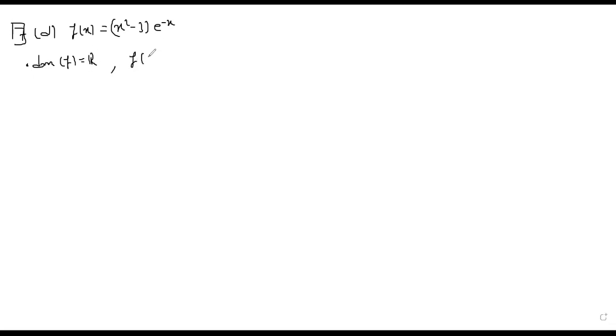And also note that f of 0 is equal to minus 3, and if f of x is equal to 0, then x squared minus 3 over e to the x is equal to 0. It gives x is equal to plus minus square root of 3. All right. Now, as there's no point which makes this function undefined, we don't have to look at the vertical asymptotes, only the horizontal asymptotes. So what are the horizontal asymptotes?